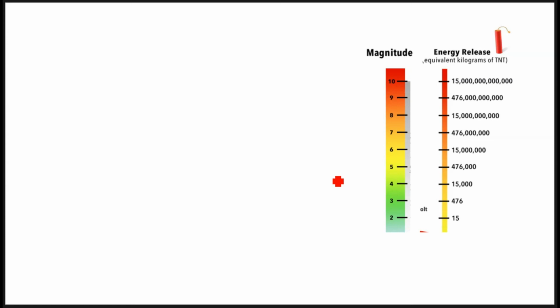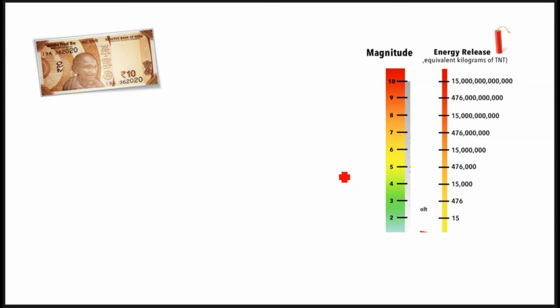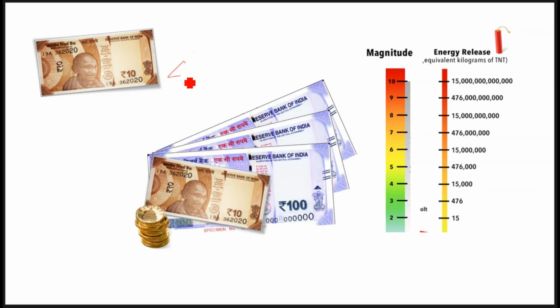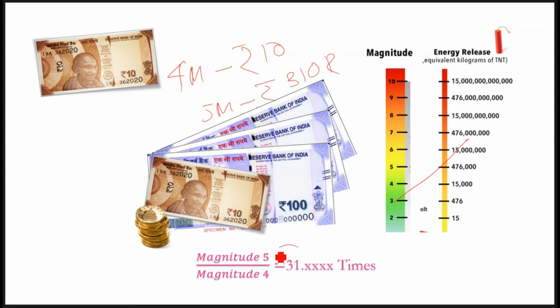This is the most important fact that I wanted to highlight: earthquake magnitude is not just a continuous growth, instead it is a logarithmic increment. Suppose a magnitude 4 earthquake is compared to 10 rupees, then a magnitude 5 earthquake is measured as 310 rupees. Similarly, if you calculate all these things, you will find an increment of around 32 times stronger than the preceding earthquake.